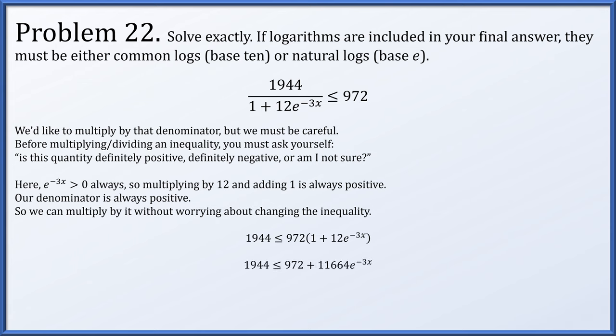We're going to distribute that 972 so that we can subtract 972 from both sides. 1,944 minus 972 is exactly equal to 972 again. So now we have the inequality, 972 is less than or equal to 11,664 times e to the minus 3x. Our goal here was to get x by itself, so I really want the only term that contains an x to be by itself on one side. So we can divide by 11,664. The fraction simplifies to exactly 1/12. 1/12 is less than or equal to e to the minus 3x.